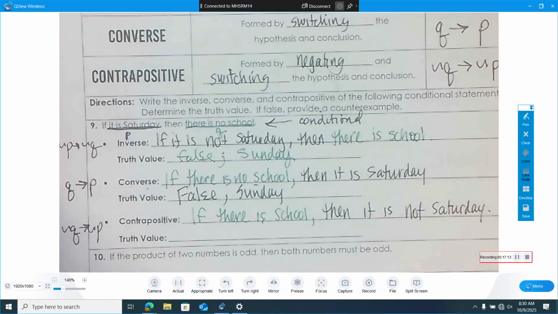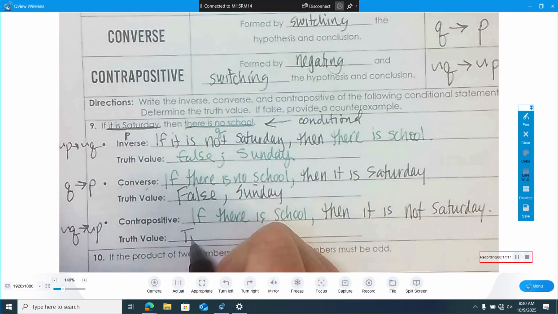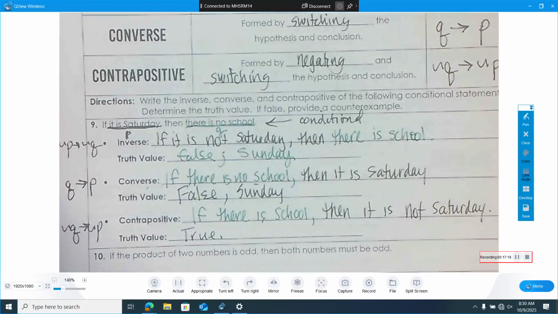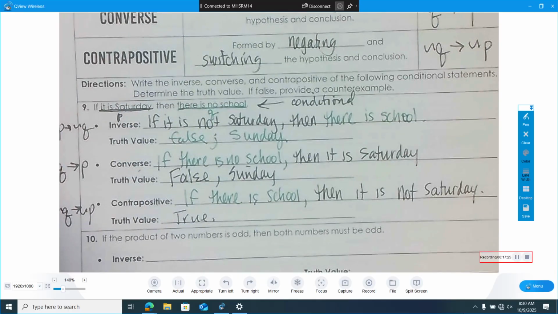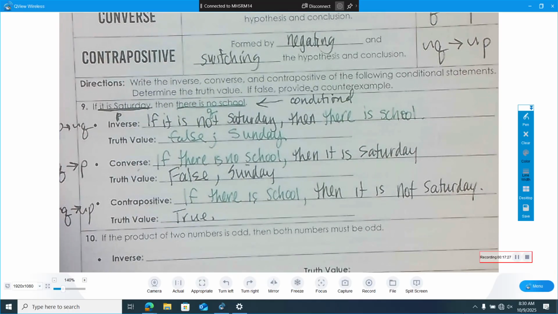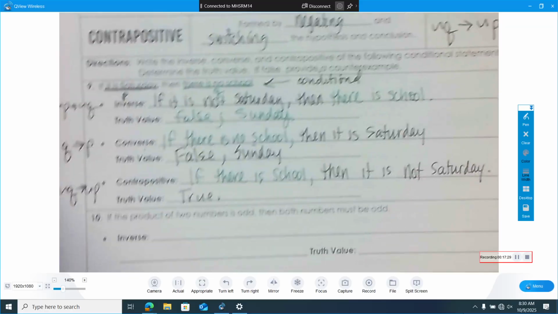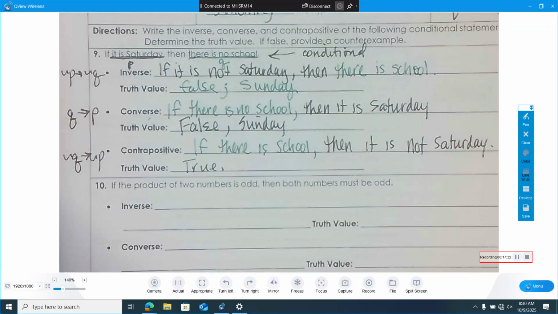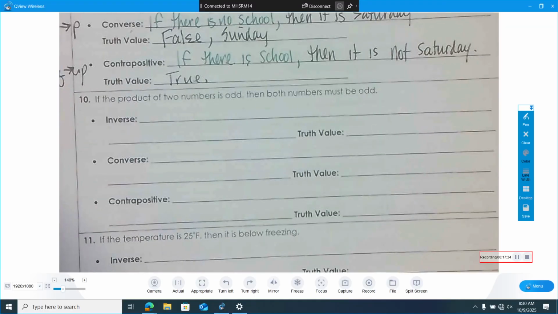All right. True or false? True. All right. Yeah, if there's school, it's certainly not going to be on a Saturday. Oh, unless you've got Saturday school. Sorry. Yeah, I know. It's not a thing anymore, but it used to be. Okay, great. Let's do one more, and then we'll call it.